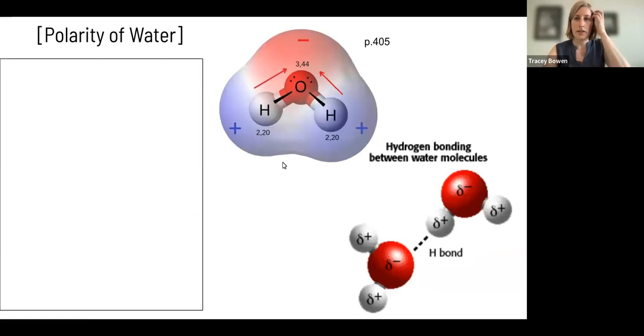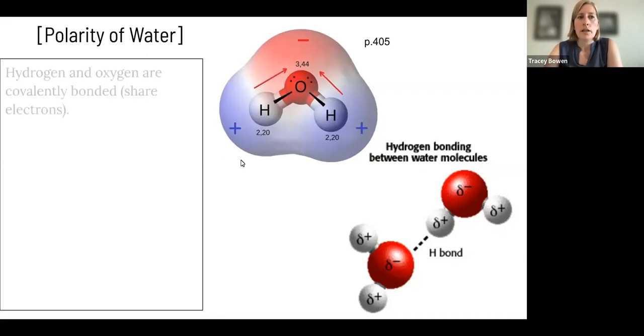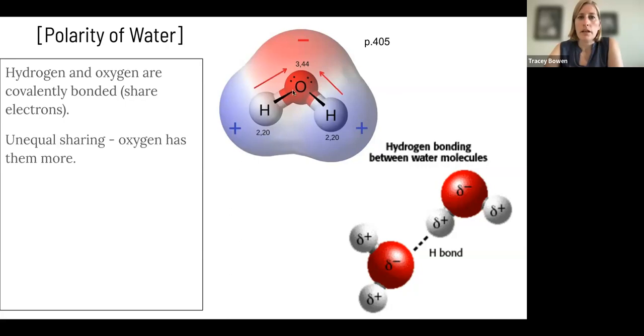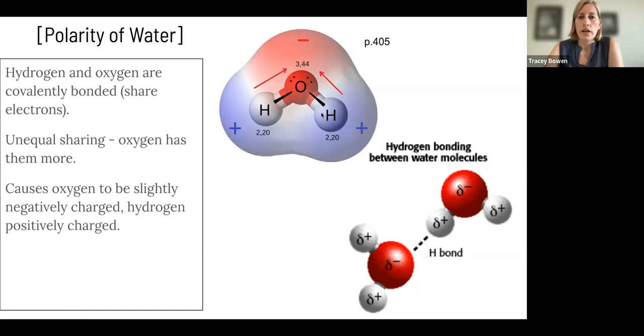So initially, we need to understand that water is a polar molecule. And what that means is that there's an unequal sharing of electrons. Hydrogen and oxygen are covalently bonded, which means they share electrons, but because oxygen has a bigger nucleus, which means it has more protons, it's going to pull on those electrons more, and it is going to cause oxygen to have a slightly negative charge on it, whereas hydrogen will have a slightly positive charge. And that's always bouncing back and forth, so it's not constant.